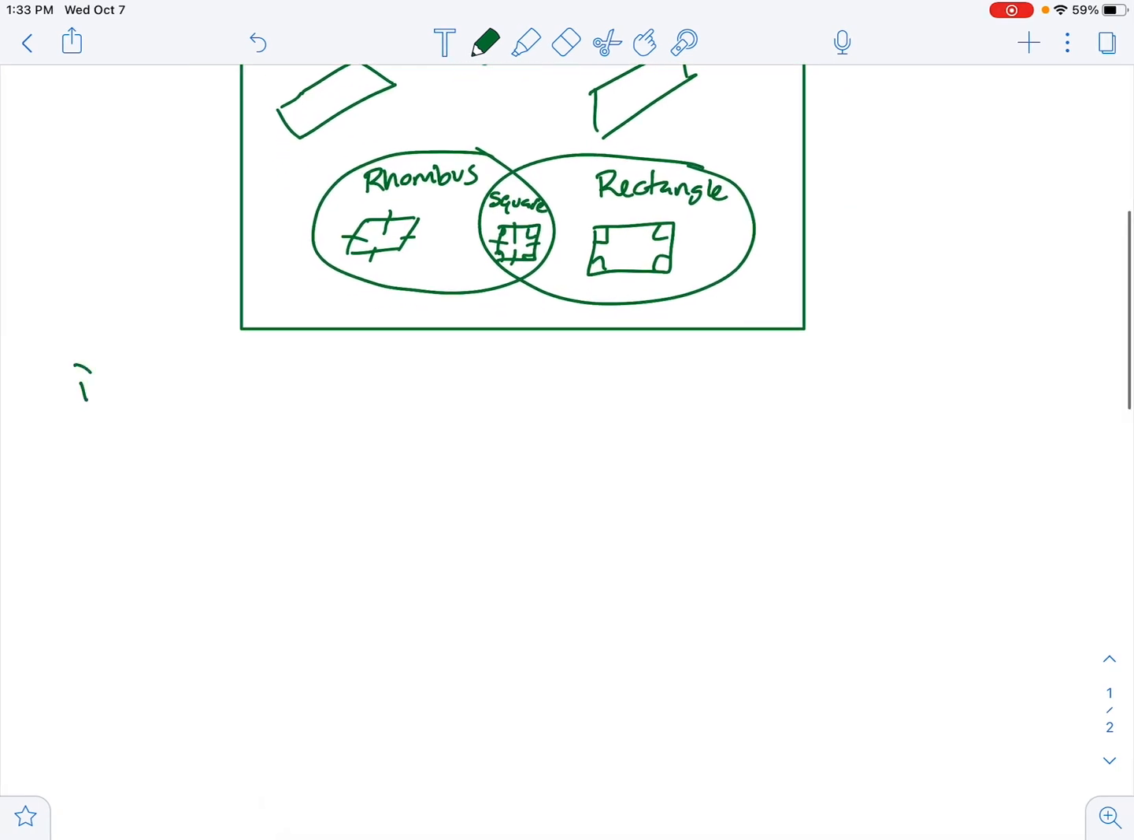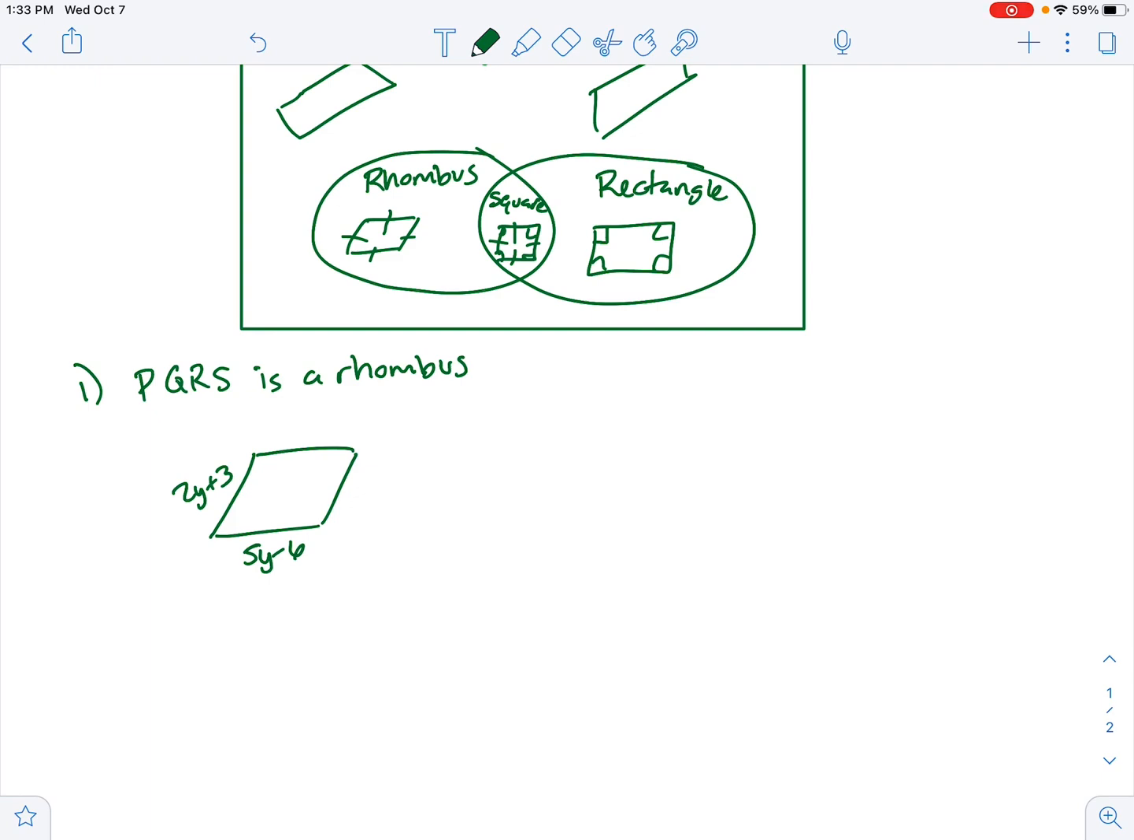Let's try some. The first one we're going to try, I'm going to tell you that PQRS is a rhombus. Solve for y. So here's our lovely rhombus. We have 2y plus 3 and 5y minus 6. Well, what do we know about a rhombus? A rhombus has, if I look right above, 4 equal sides. So all these sides are equal.